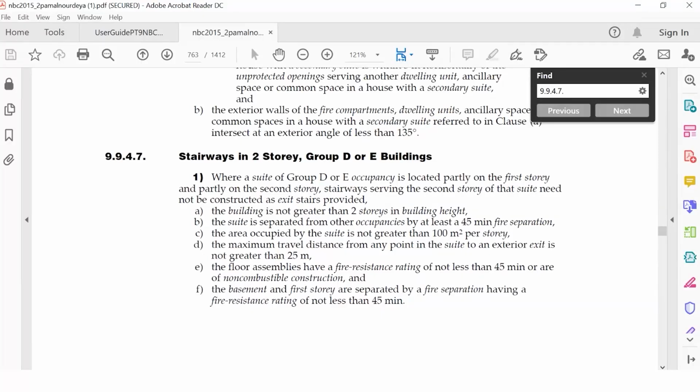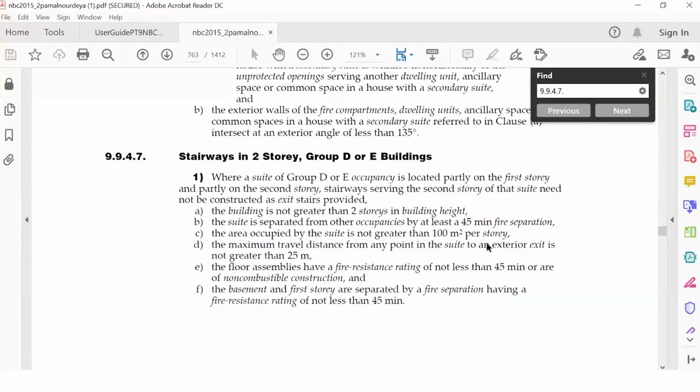But the stairway serving the second story need not be constructed as exit stairs. So for that story above, you don't need to construct them as exit stairs because your travel distance from the suite, meaning from the second story, which is the furthest one away, to an exterior exit is not more than 25 meter. And it's a very small area. You've got 100 square meters in terms of each story. And the suite is separated from other areas of the building by 45-minute separation.